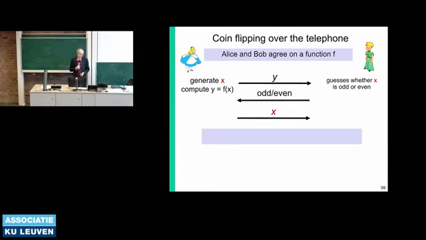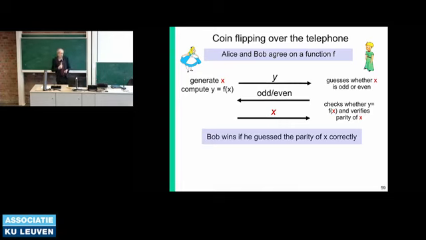And of course, both parties can check whether X is odd or even. And so Bob now can also check that f of X is indeed equal to Y. So he can hash X and check that it's equal to Y. And so now they can both agree who wins. So this is how you do this.